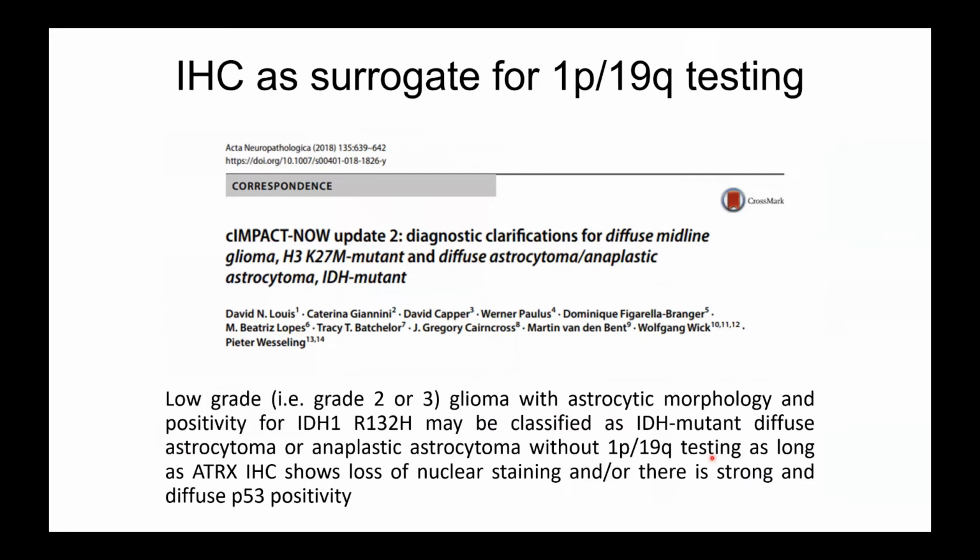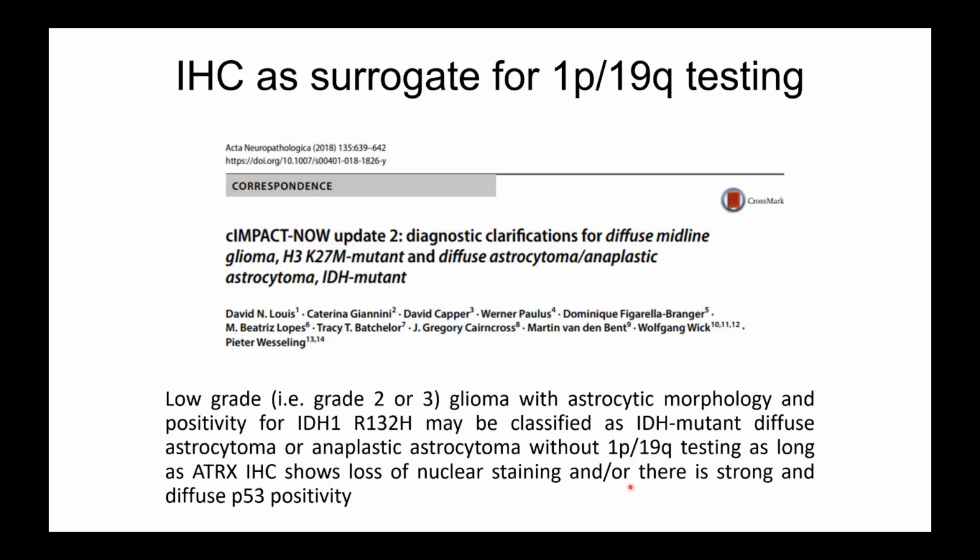And even though 1p19q is highly recommended for testing in the setting of an IDH mutant tumor, because of the specificity of ATRX loss and frequent P53 positivity, in tumors that show convincing astrocytic morphology, positivity for IDH R132H immunohistochemistry, and a mutant pattern for ATRX and/or P53, those tumors can be confidently classified as an astrocytic tumor without needing to reflex to some sort of cytogenetic testing for 1p19q.